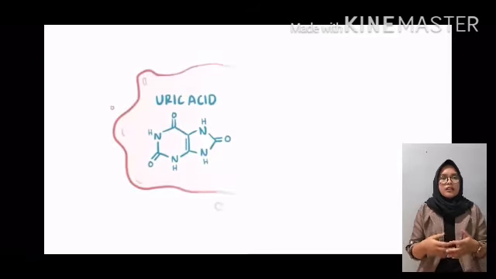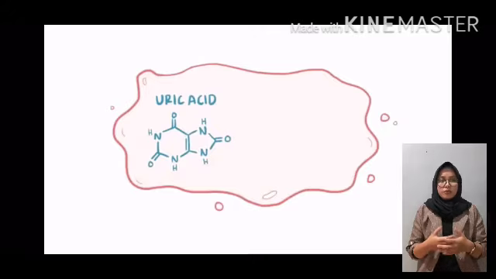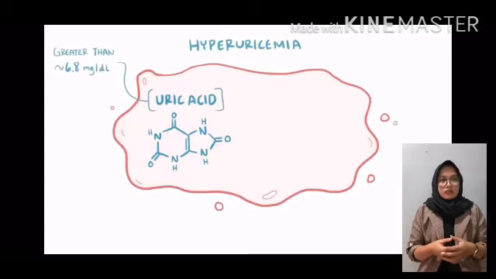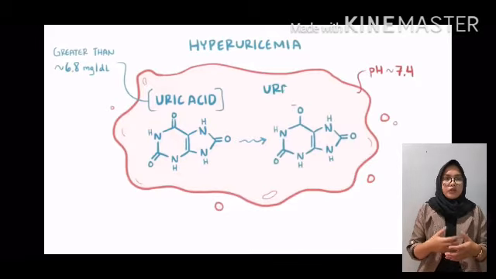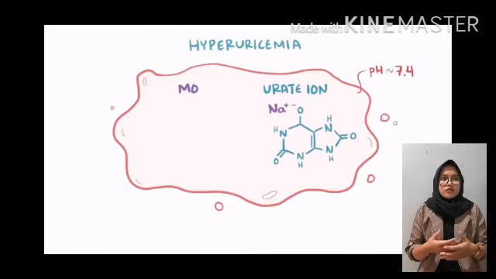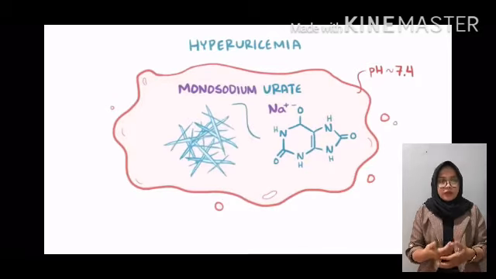Uric acid has limited solubility in body fluids. Hyperuricemia occurs when the level of uric acid exceeds its solubility, about 6 mg per deciliter. At physiologic pH of about 7, uric acid loses a proton and becomes a urate ion, which combines with sodium and forms monosodium urate crystals.